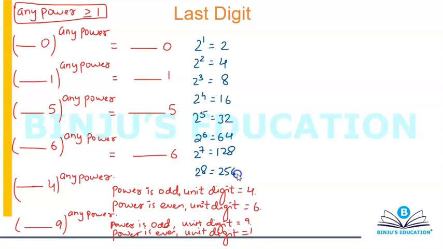Now remember that your focus should only be on the last digit, or the so-called unit digit. We are not concerned with the tens place, hundreds place, thousands place. That's not our concern. Our only concern is the units place.